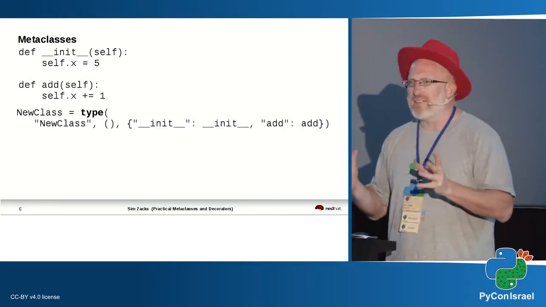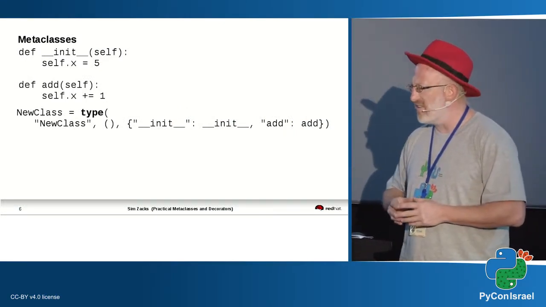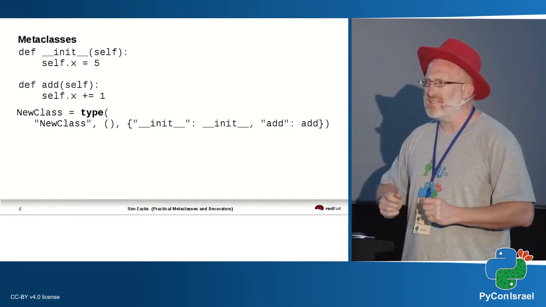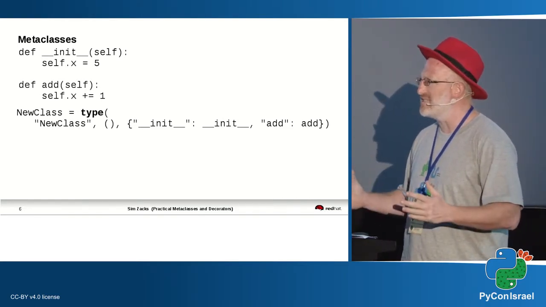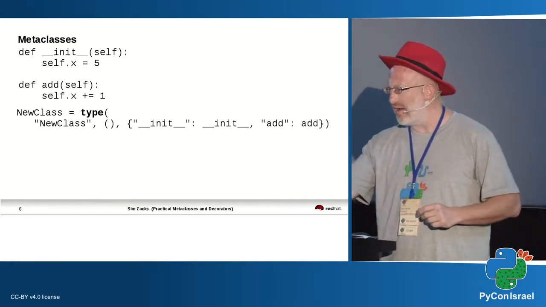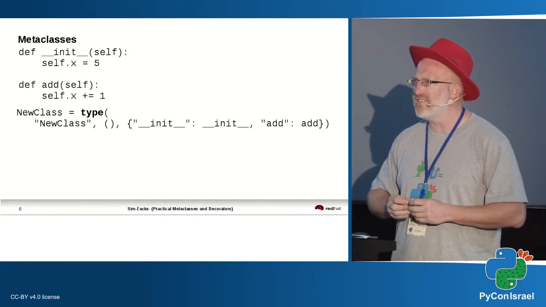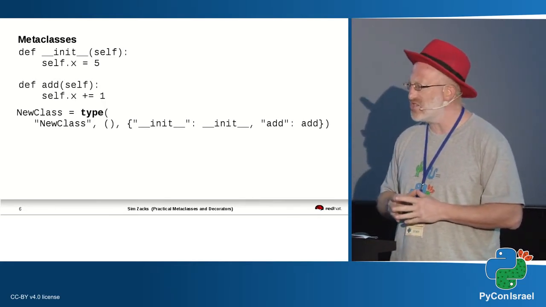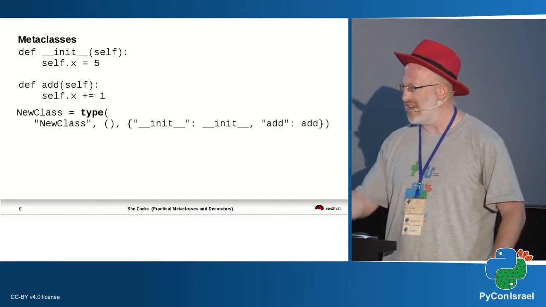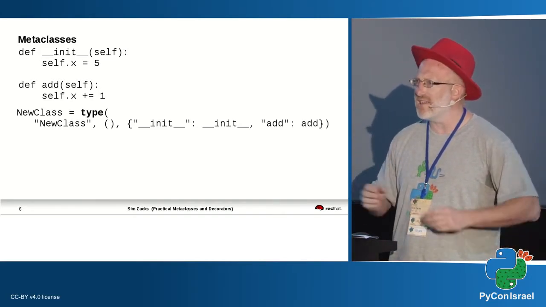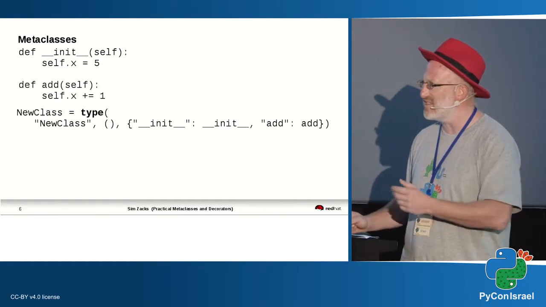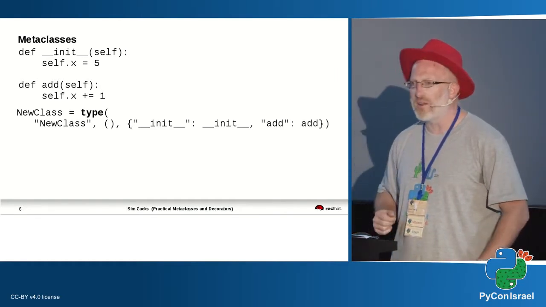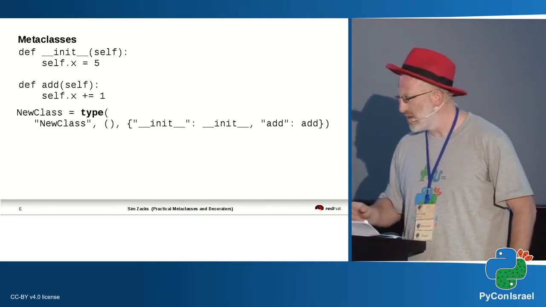So now we mentioned before that type was its own form of class, and what we used type for is to create classes. And this is what we're seeing over here, that we have the new class variable, which we instantiate the type class with the name of the class. Then we pass in the base classes, which in this case, there are none. Object is the default. This method only creates new form of classes.